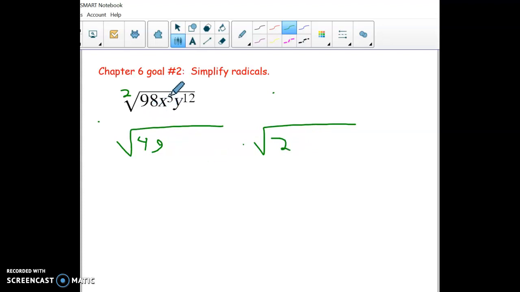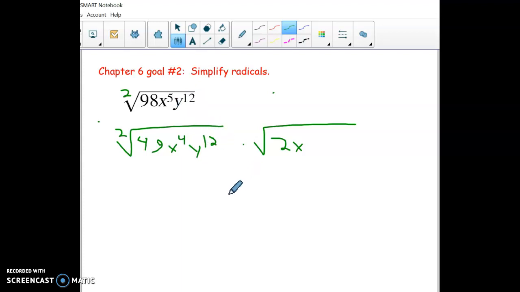Okay, and then for the x's, I have 5 to work with. It's not currently divisible by 2, so I count down. I say 5 doesn't work. Does 4? Yep, 4 would work. So I'm going to put 4 here because that's going to divide evenly with this index of 2, meaning we have 1 left in the garbage pile. And then y to the 12th, that already is divisible, so I'm just going to leave it as y to the 12th.